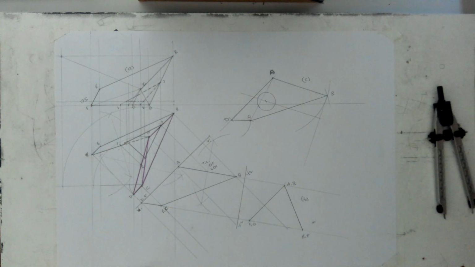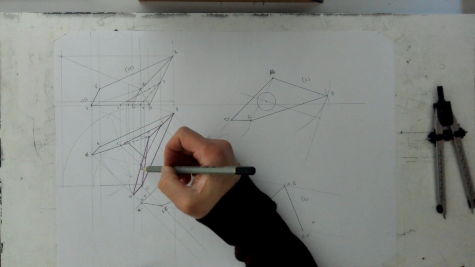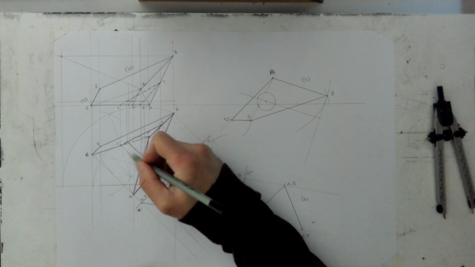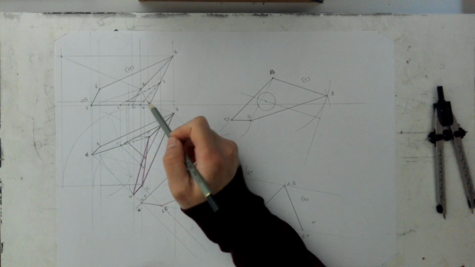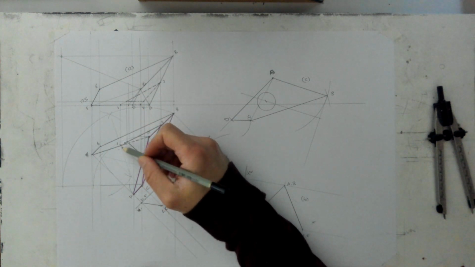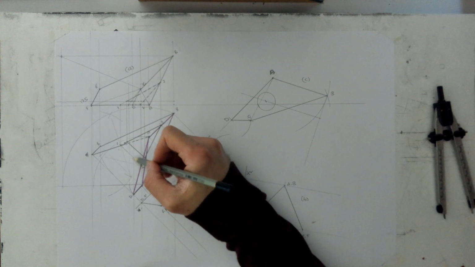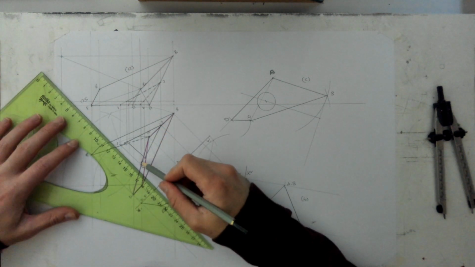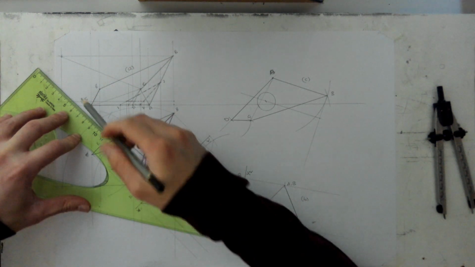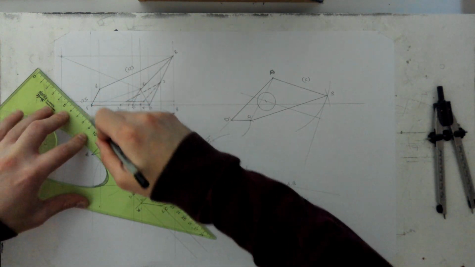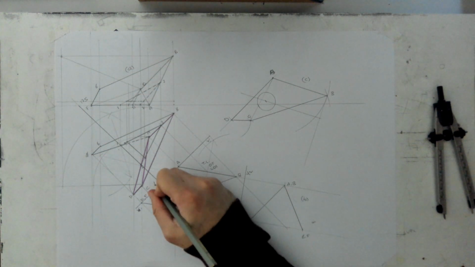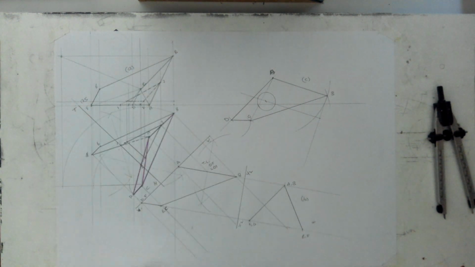So we already have 2 points on the plane that are on the ground. We have points 1 and 2. 1 and 2 we found on the ground there when we extended them out. So they're going to be the traces of the plane here, 1 and 2. So extend those out like that. And that's going to be our horizontal trace.